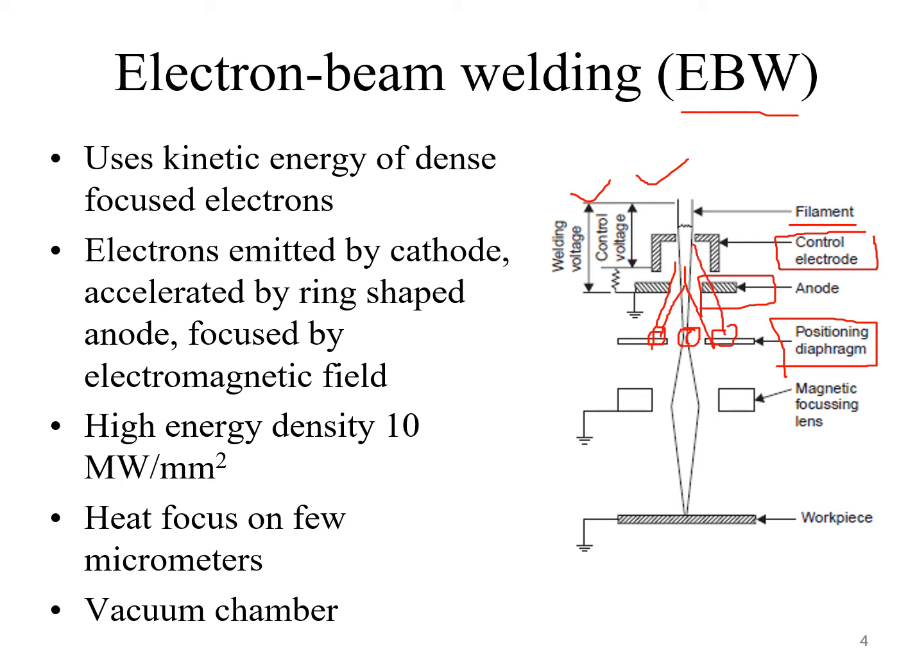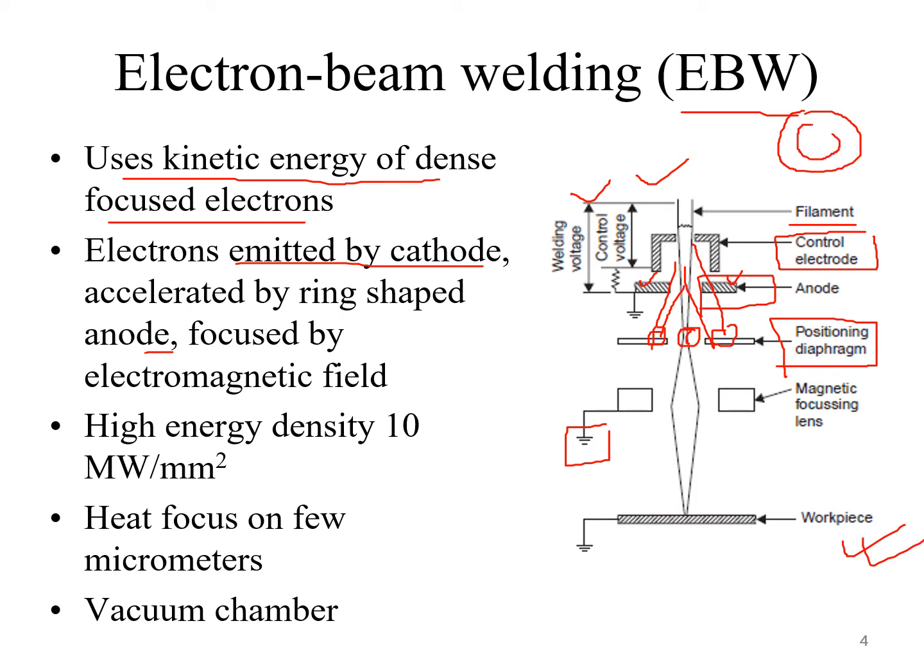And then there is a focusing lens. There's a magnetic focus, and you have the workpiece. It uses the kinetic energy of dense focused electrons, electrons emitted by the cathode, accelerated by a ring-shaped anode. You can see this is a cross section of the anode. That means the anode is like this. Focused by electromagnetic field, this is the electromagnetic field, magnetic focus.